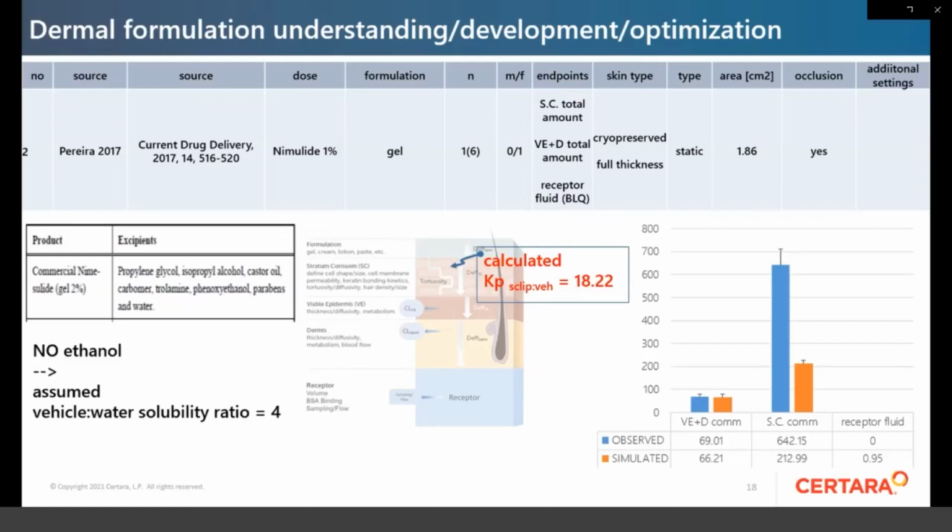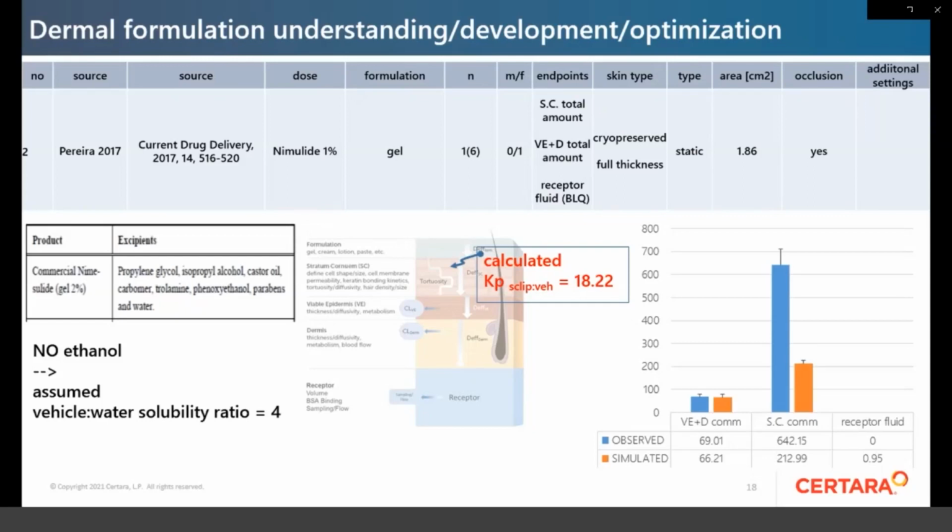So as you can see, the viable epidermis and dermis amount is predicted perfectly. There is a misprediction as for the stratum corneum. However, it's in a ballpark range, I would say. There was no drug present in the receptor fluid. In the simulation, we had a very, very small amount of drug which permeated. Again, it is based on the assumed parameter; with further optimization, which was done and which I'm not presenting here, the results can be even better.